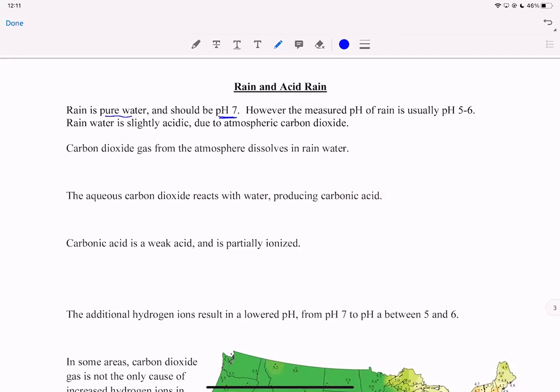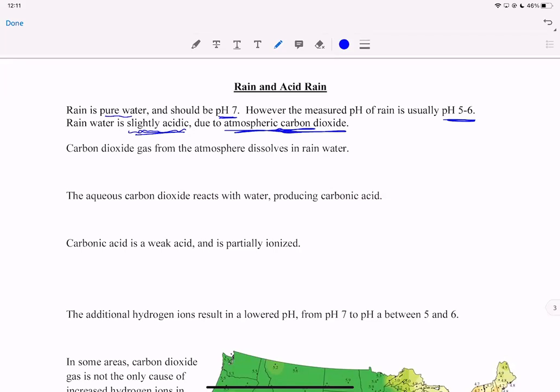But we know that if you go measure the pH of rain, so we're going to do that in lab, it's actually less than 7. It's around 5 or 6. So rainwater is slightly acidic, slightly. It's not down to pH 1, 2, or 3, it's 5 or 6. But why is it? It's because of carbon dioxide in the atmosphere.